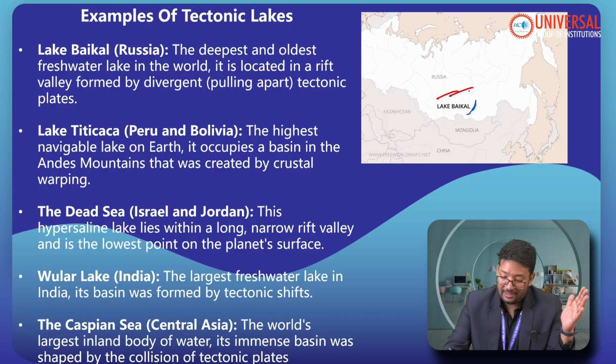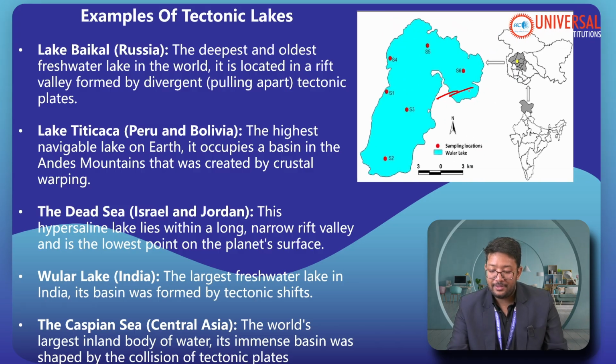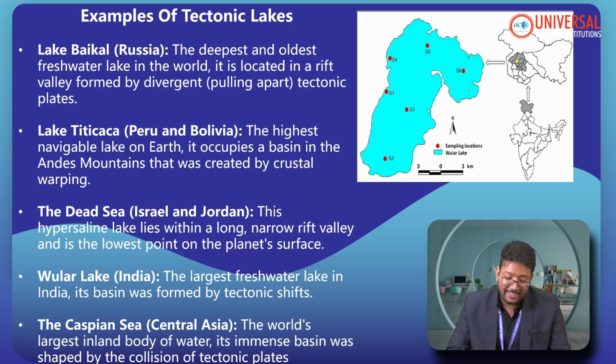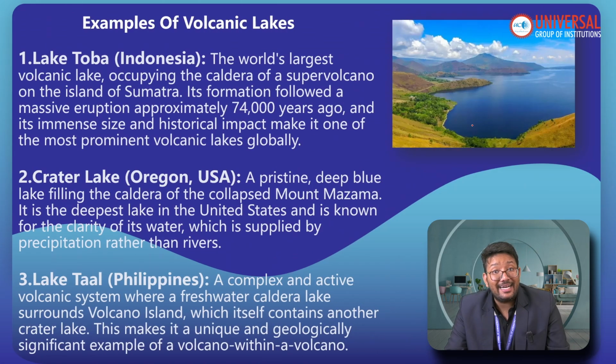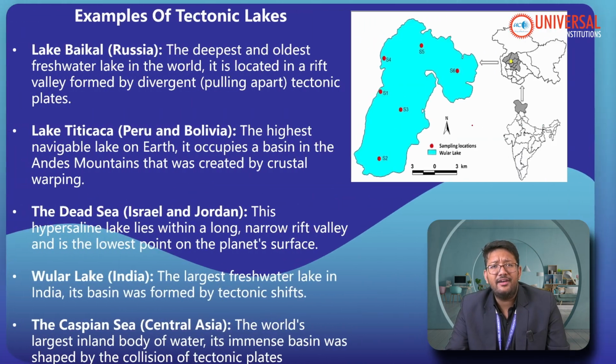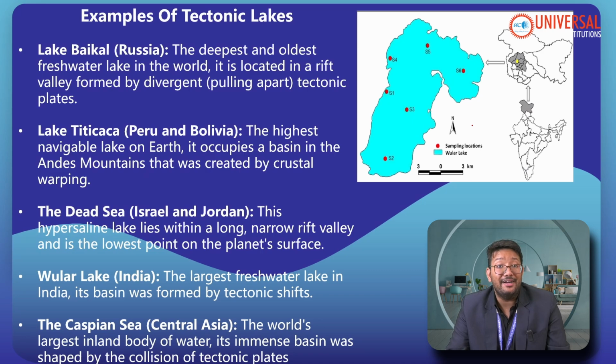Second one is Lake Titicaca. It is in Peru and Bolivia. It is the highest navigable lake on the earth. It occupies a basin in the Andes mountains that was created by crustal warping. Third one is the Dead Sea. Everybody knows that the salinity is so high that our body won't drown in the Dead Sea. It is also the lowest point on the earth.